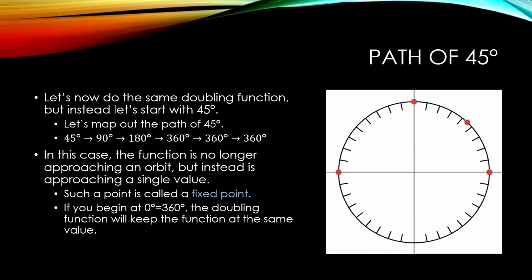And so in 45 degrees, something even weirder happens. So 45 goes to 90, goes to 180, goes to 360, goes to 360, goes to 360. In this case, the function is no longer approaching an orbit, but instead it's approaching a single value, and it just stays at that single value. We consider such a point a fixed point. And so if you begin at 0 degrees, which is 360, you just stay there and you never leave that position. And so if we have any orbits which lead to 360, we just stay there.